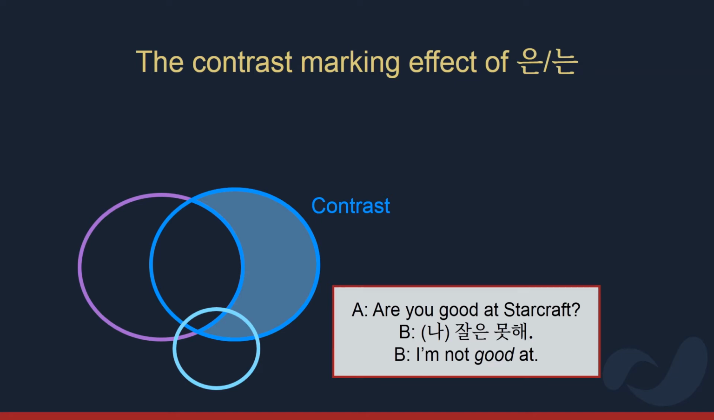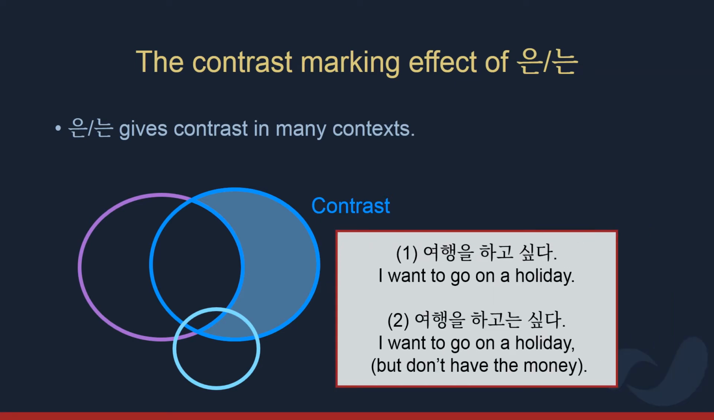Beginner learners will ask, how do you interpret sentences like this? How do you interpret contrastive nun? It's quite difficult because nun can give contrast in many different contexts. To give another example, 1. 여행을 하고 싶다. 2. 여행을 하고는 싶다.